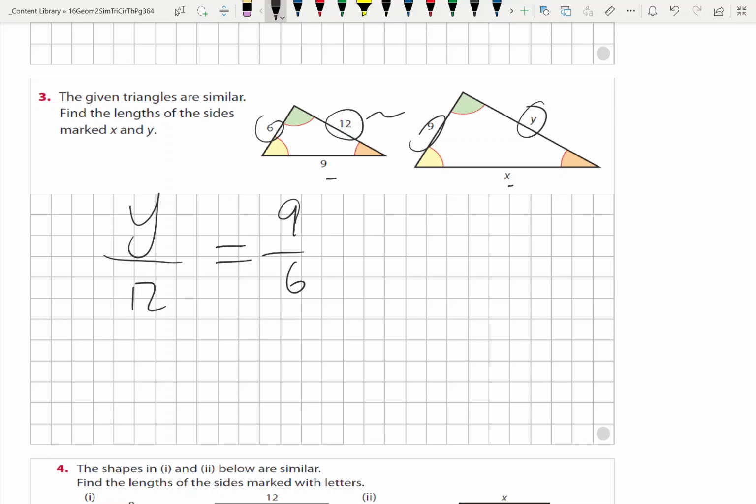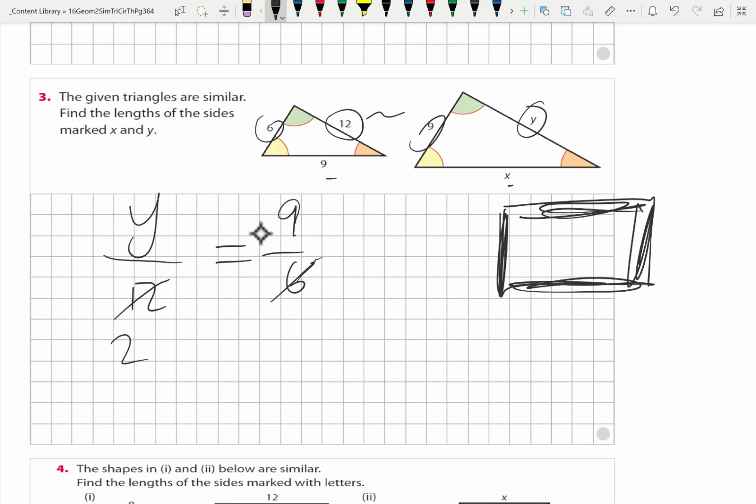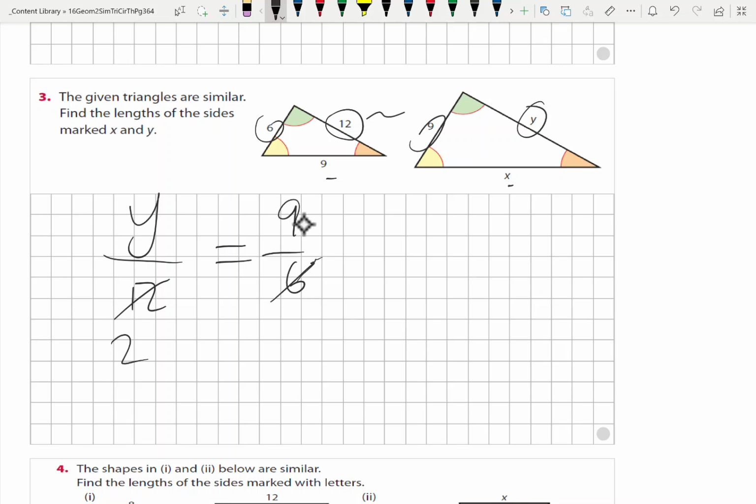Just a quick little trick here: any side cancellation is allowed, and any up down. Any rectilinear is the word I was looking for. Rectilinear, like a rectangle. Any cancellation this way, this way, this way, or this way is allowed, but not diagonal cancellation, because that would be totally wrong. So 6 goes into 12 2 times. 2 pops up on the 9. So y equals 18. And let's do the other one.